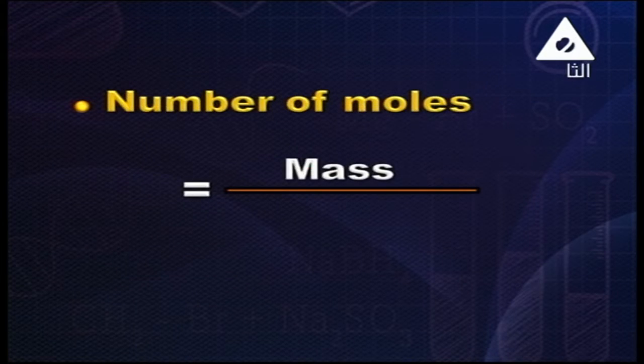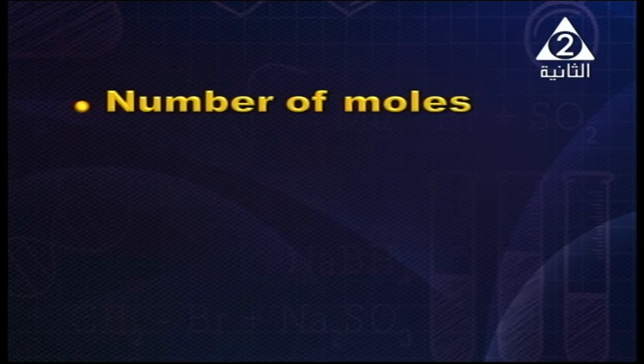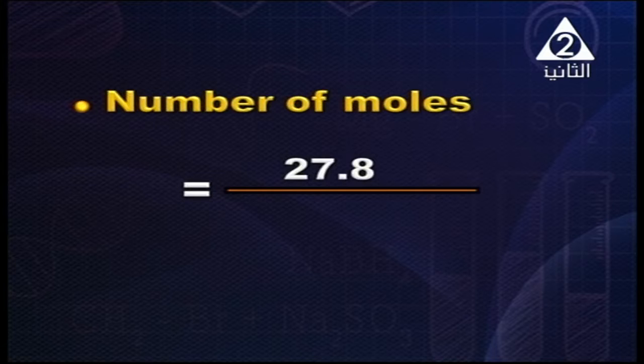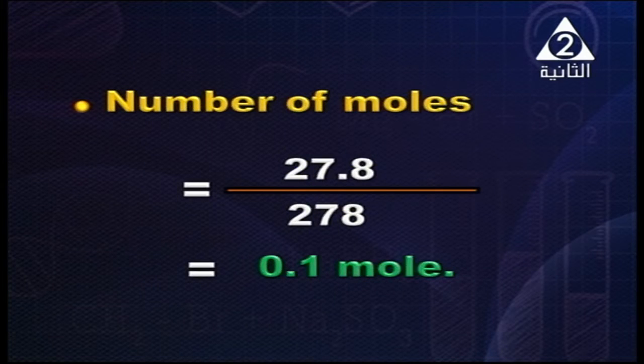Good. I can say mass over molar mass, from the triangle which you studied at the beginning. Look for this. I can say the number of the moles here equals 27.8 divided by 278. The result will be 0.1 mole. You think it's difficult to answer this?